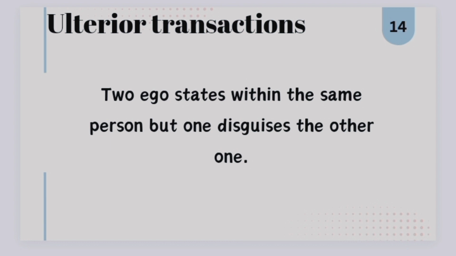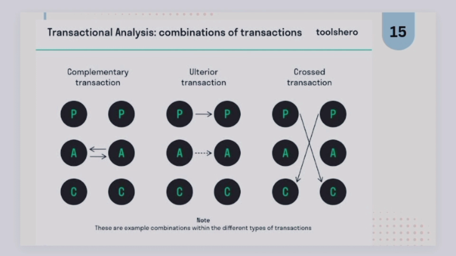Last one is ulterior transaction. Two ego states within the same person. This is the picture format of complementary transaction, ulterior transaction, and crossed transaction.